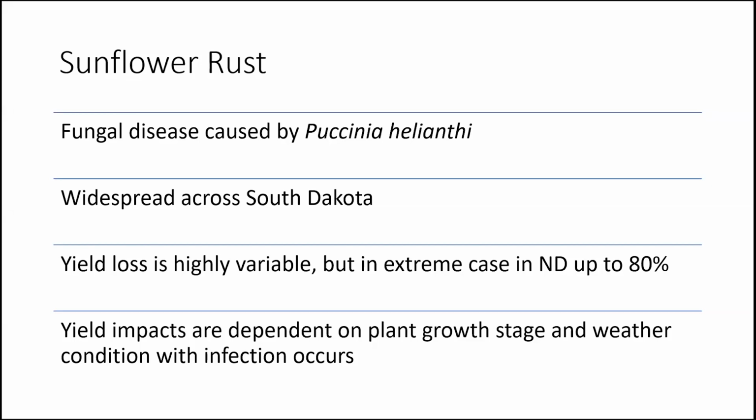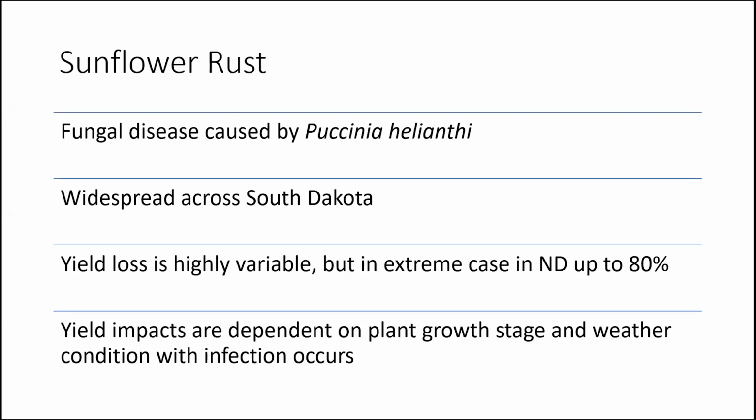Another disease that we saw a lot on garden sunflowers, wild sunflowers, and commercial sunflowers in 23 was sunflower rust. This is a fungal disease caused by a Puccinia species. Sunflower rust is very widespread across South Dakota. Yield loss is highly variable, and oftentimes it's rare. There has been an extreme case in North Dakota where it was up to 80%. So it is important to know if you're dealing with this disease.